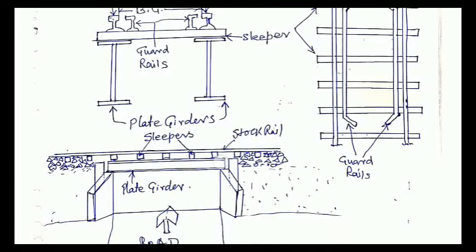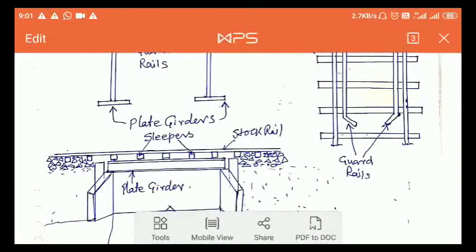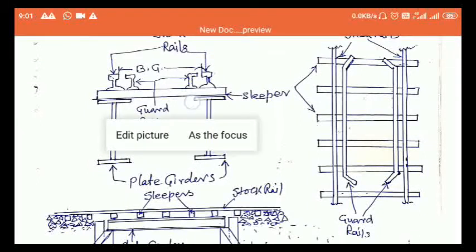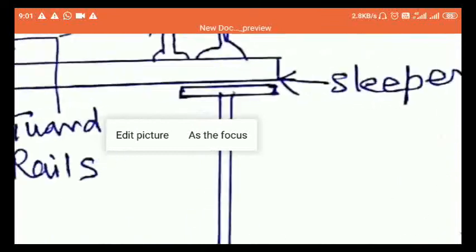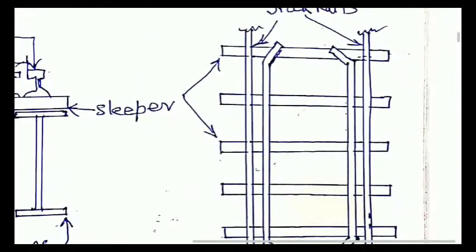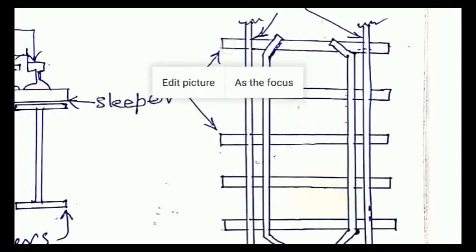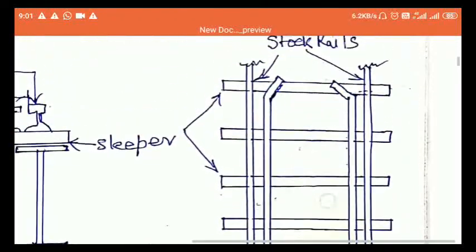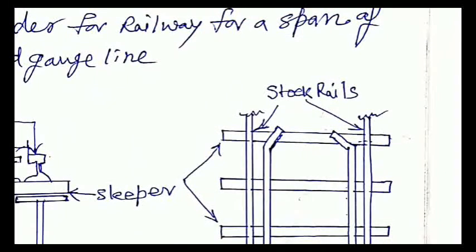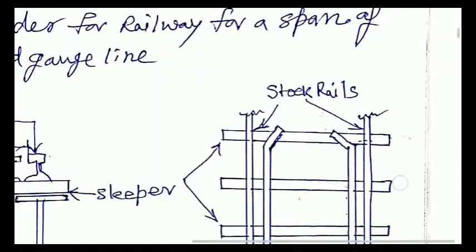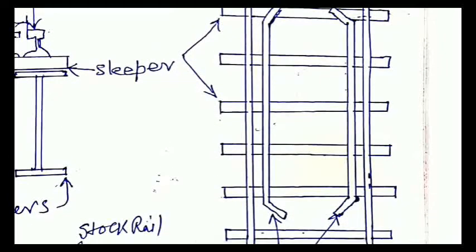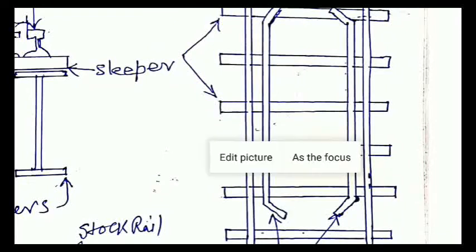These squares are 1, 2, 3, 4, 5. These squares are railway sleepers. As you can see in this picture, this is a railway sleeper. In the same way, you can see here these are sleepers 1, 2, 3, 4. These are railway lines, the main railway lines, one and another. These are known as stock rails. And inside, you are seeing another set of rails, one this and another this.